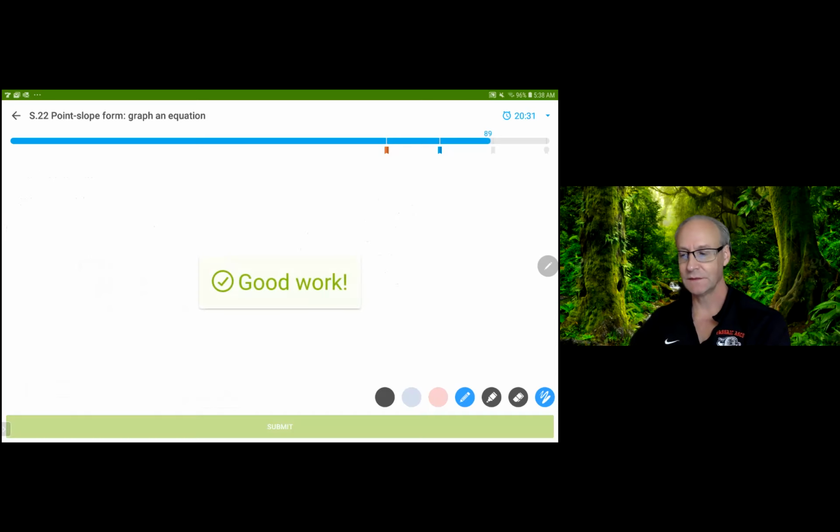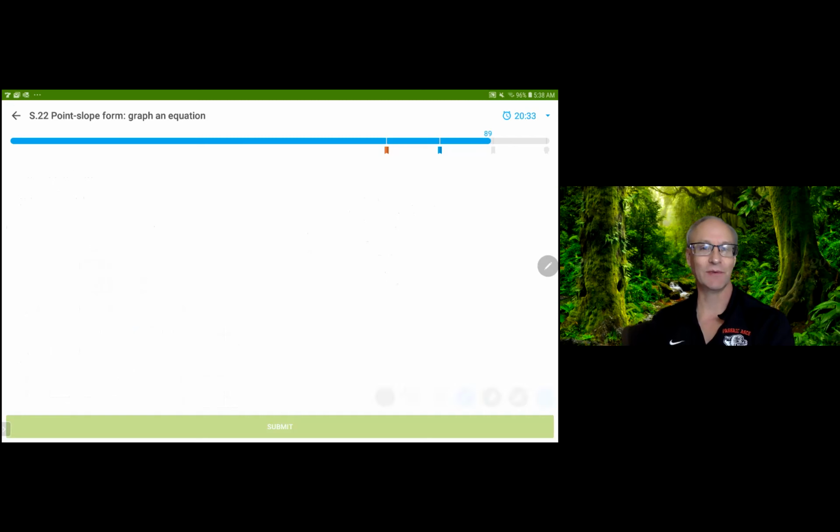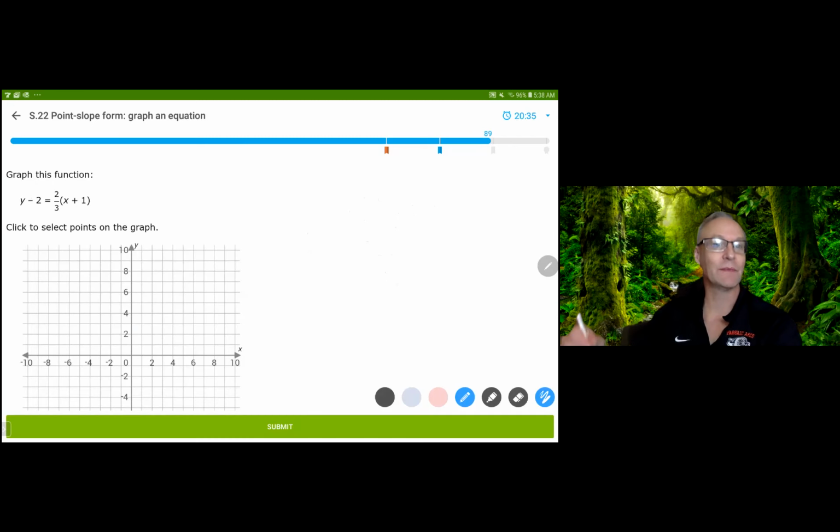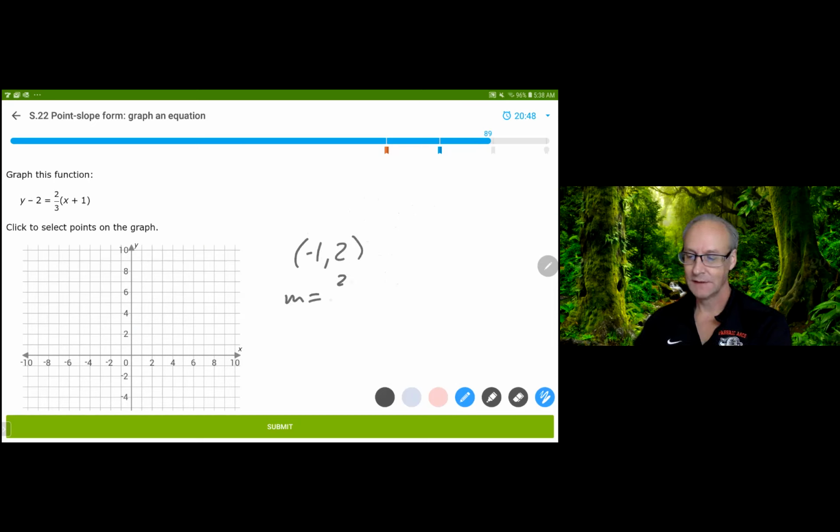Really nice double check there to make sure you don't do something silly like I kept doing with my negative slope, or with my positive slopes. I kept counting down. Do you see how it gave me a positive slope again? You just want to make sure I'm not making that error again. 2/3. -1, 2 is right there. And I want to go up 2 and over 3, and I'm right there.